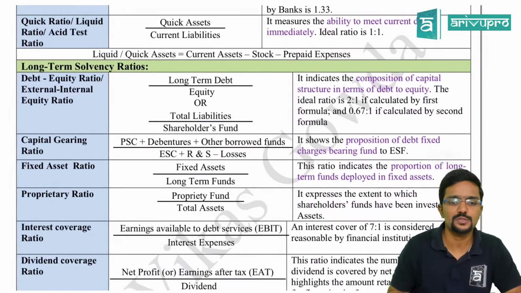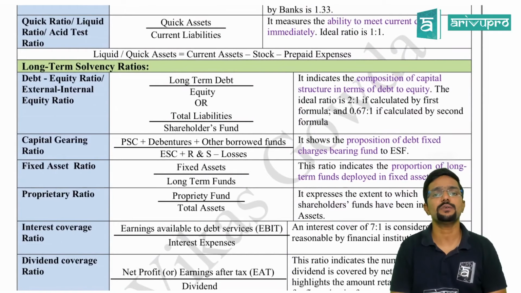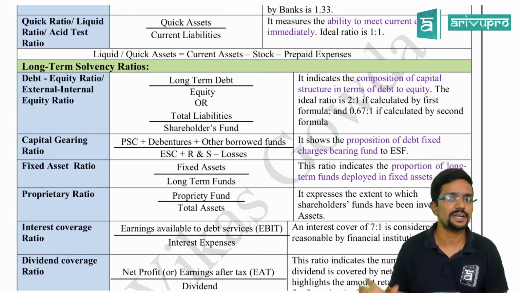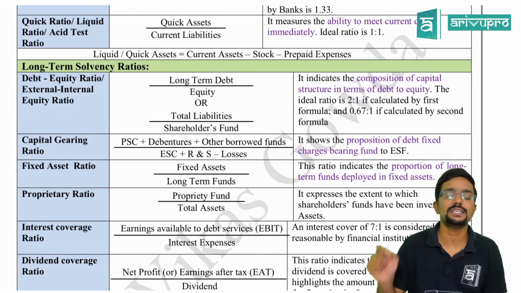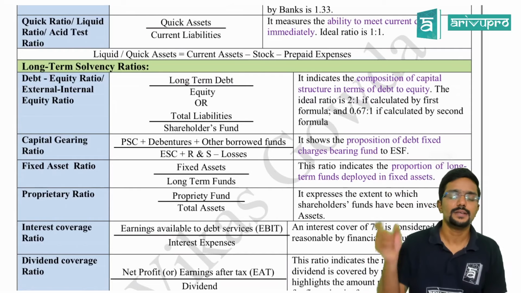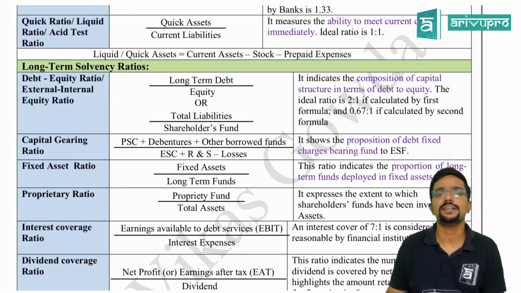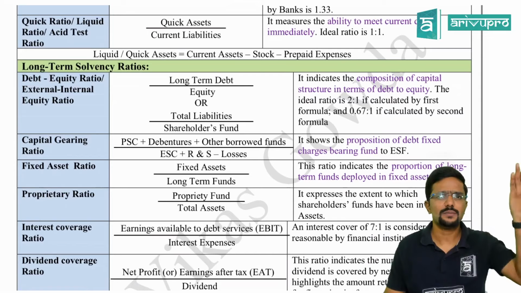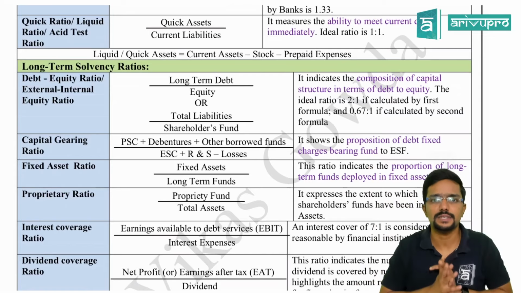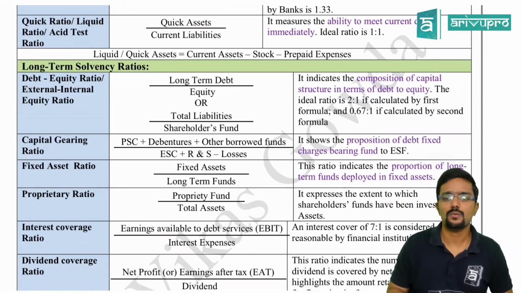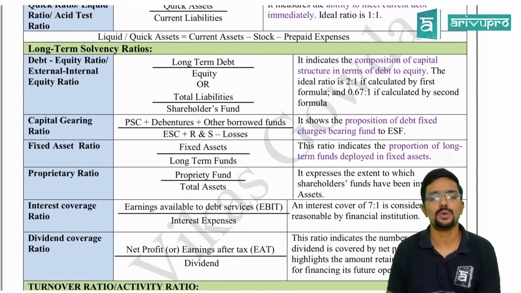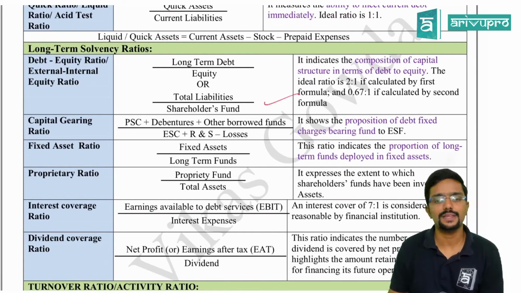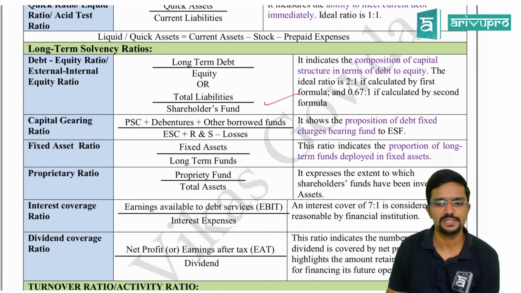Then coming to long-term solvency ratios. First one is debt equity ratio. Whenever debt equity ratio is calculated, long-term debt will be taken as numerator divided by equity. If they specifically ask in the question to take total liabilities, then we will take total liabilities in the numerator, which is nothing but long-term liabilities plus current liabilities. What is the ideal ratio? If you are using the first formula, the ideal ratio is 2:1. If you are using the second formula, then the ideal ratio is 0.67.